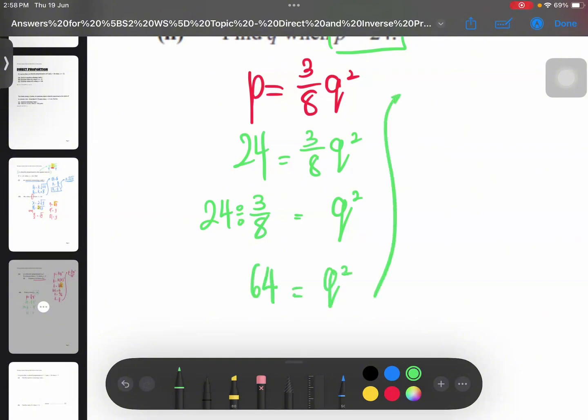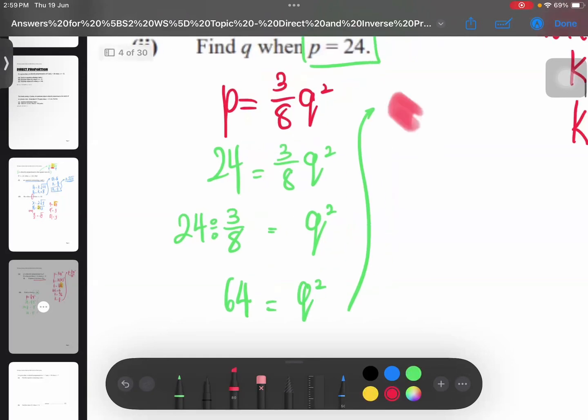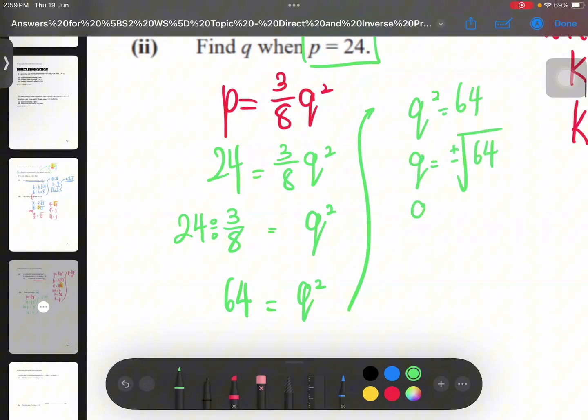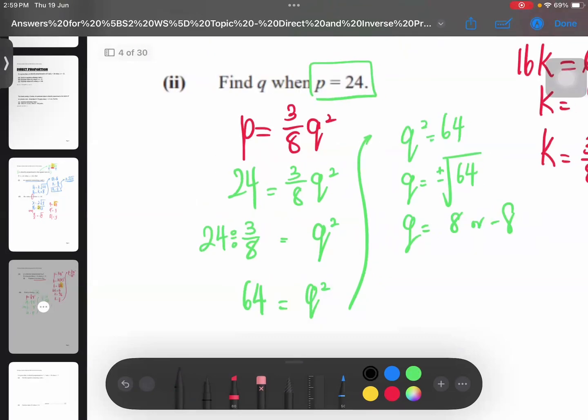q squared. Now, my question to you is, do you leave it like that? No, right? Why? Because you have to find the value of q. Agree or disagree? Okay, so I will have q squared is equal to 64. To find q, I will basically have to square root plus minus 64. Do you understand? So q is equal to what? Positive 8 or negative 8. You get what I'm trying to say? All right, do you need to have the plus or minus? Okay, so that's your answer for this question.